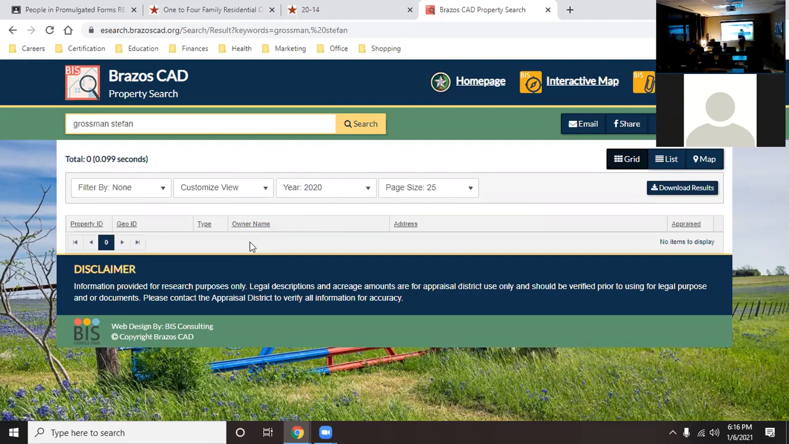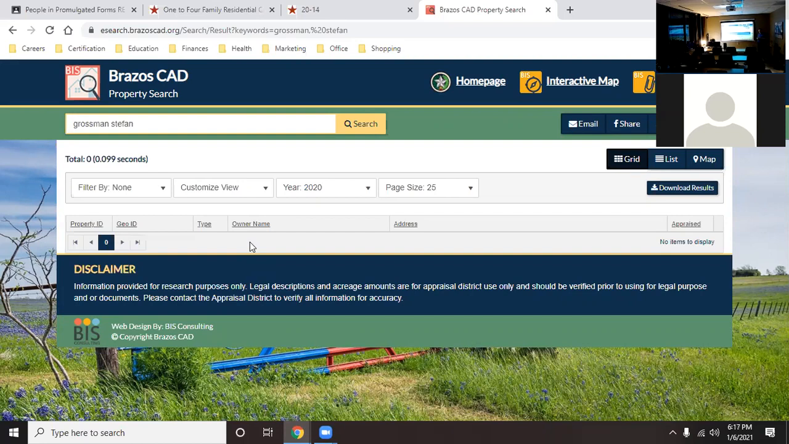Say I'm trying to find out what property Mr. Grossman owns. I type in Grossman, Stephan, and it gives me this feedback of nothing. Does that automatically mean, Mr. Grossman, that you have no properties out there? No. What does it mean?